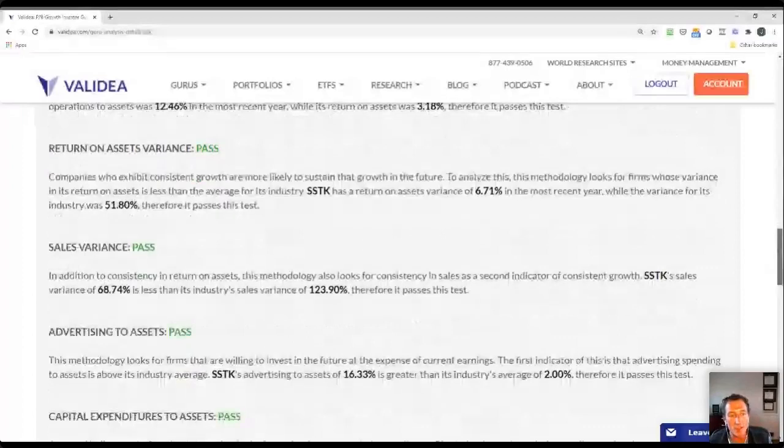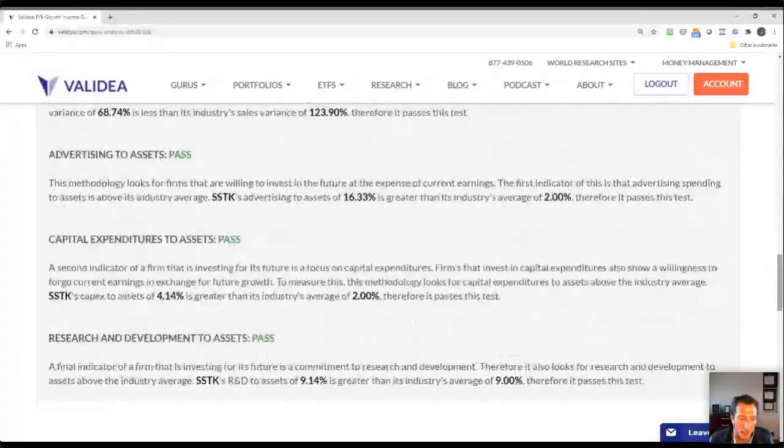And then it looks at reinvestment in the business. Is the company spending on advertising? Is the company spending on capital expenditures? Is the company spending on R&D? Because those are the things you want to look at when you want to say, is this company likely to continue to grow? If the company is actually putting money back into the business and it's above its industry peers, then that's a good quality. That's a good thing to look for.